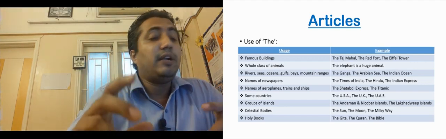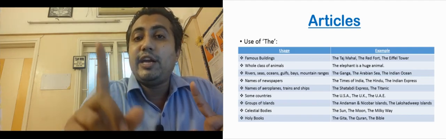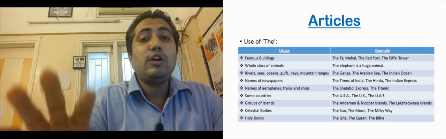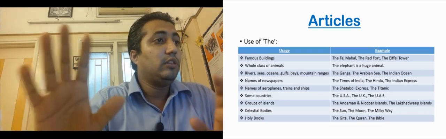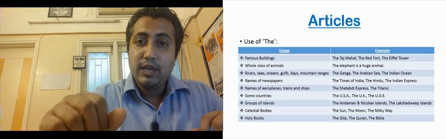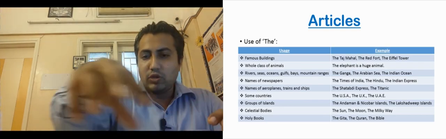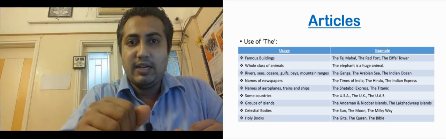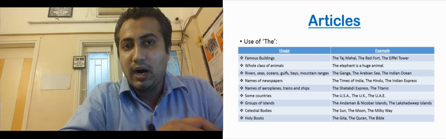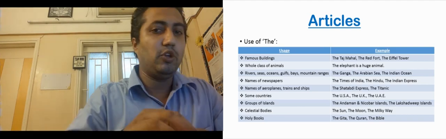Okay, then some countries, कुछ countries हैं short form में जिनका नाम होता है, उनके आगे भी we will use the: the United States of America, the United Kingdom, the United Arab Emirates, okay, the USA, the UK, the UAE. Then group of islands, you know, a land which is covered by sea on all directions, that is called an island. ऐसा बहुत सारा islands का group होता है, that is called a group of islands. ये ग्रुप ऑफ आइलैंड्स का जब नाम लेते हैं उसके आगे भी the होता है, the Andaman and Nicobar, okay, the Lakshadweep Islands. So ऐसा ग्रुप ऑफ आइलैंड्स के नाम के पहले भी we will use the.